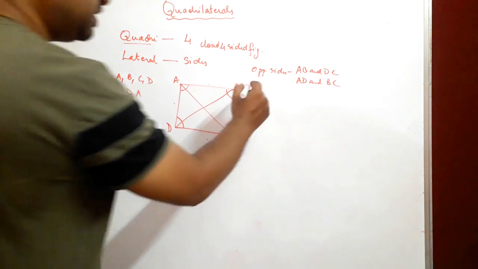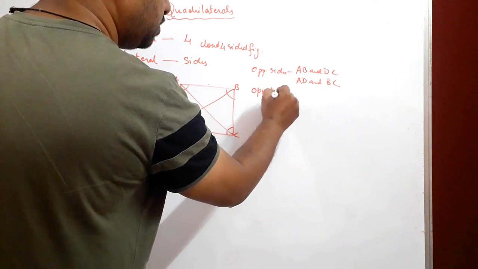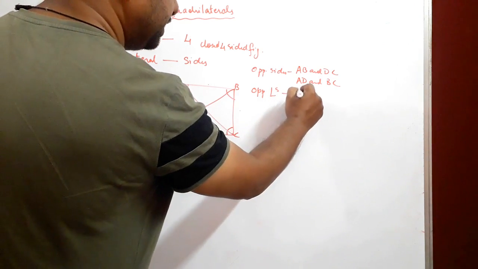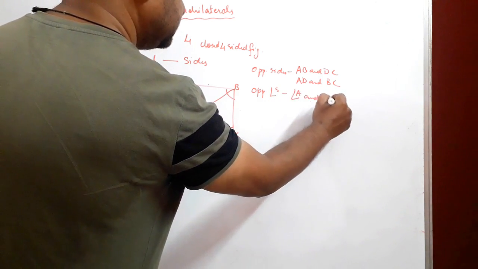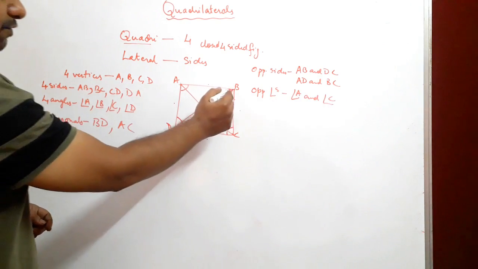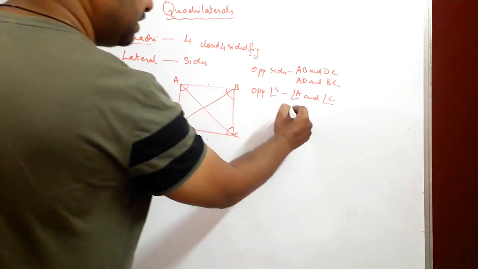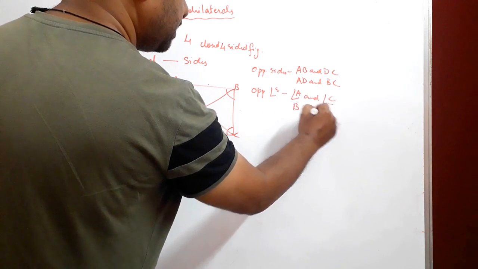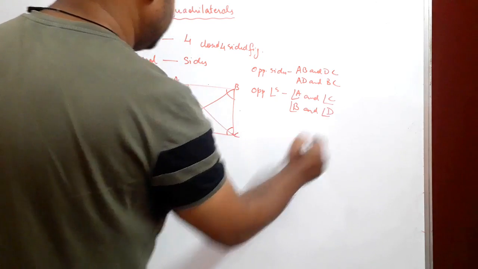Which are your opposite angles? Opposite angles: we have angle A and angle C, and the other pair would be angle B and angle D.